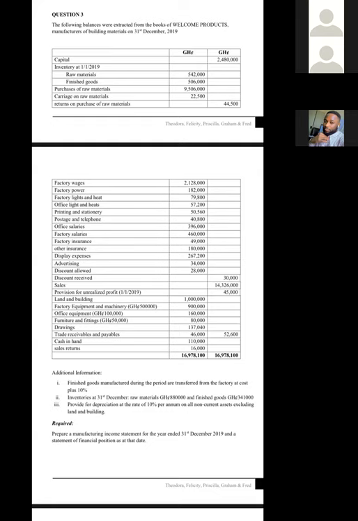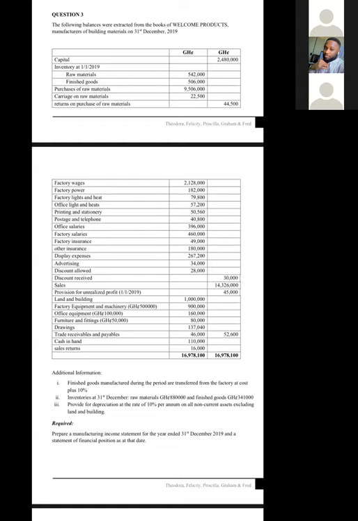The following balance is from the books of Welcome Product Manufacturers of Building Materials on the 1st December 2019. In the additional information, you have been given manufacturing profit to be 10%, and closing inventory of finished goods is 314,000. And depreciation is 10%. You are required to prepare the manufacturing income statement as well as the statement of financial position. Like I told you, whenever you are given manufacturing profit and closing inventory of finished goods, the first thing to do is to calculate the unrealized profit. If not, you would forget. So please know that whenever you're given manufacturing profit and closing inventory of finished goods, calculate unrealized profit first.